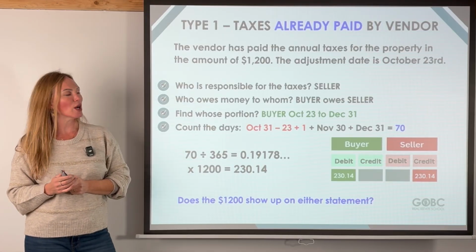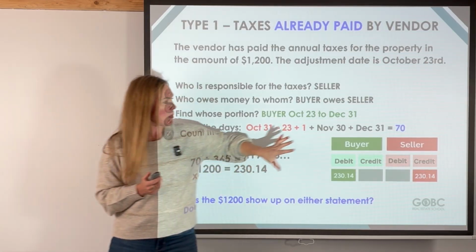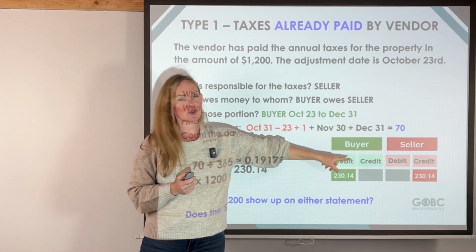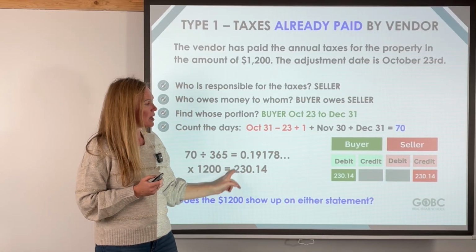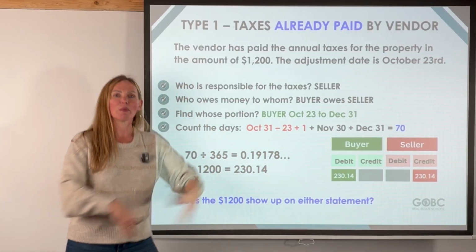Now, look how this will show up on the statement of adjustments. So the buyer's statement of adjustments will have debit and credit. Okay, the seller's statement of adjustments is also going to have a debit and credit. So the buyer will have to give this money back to the seller. So it will be a debit to him. Debit is when you say goodbye to the money.